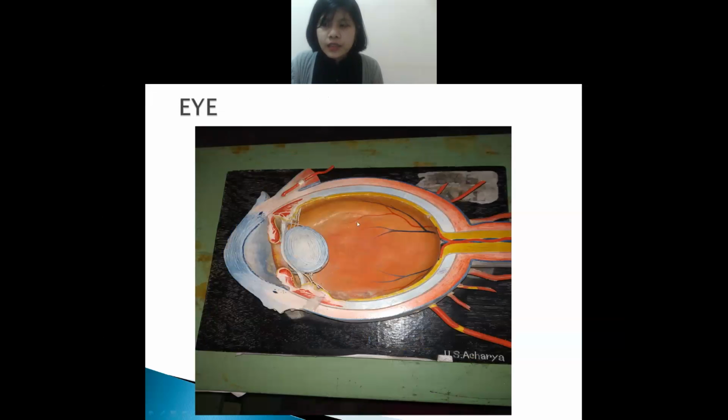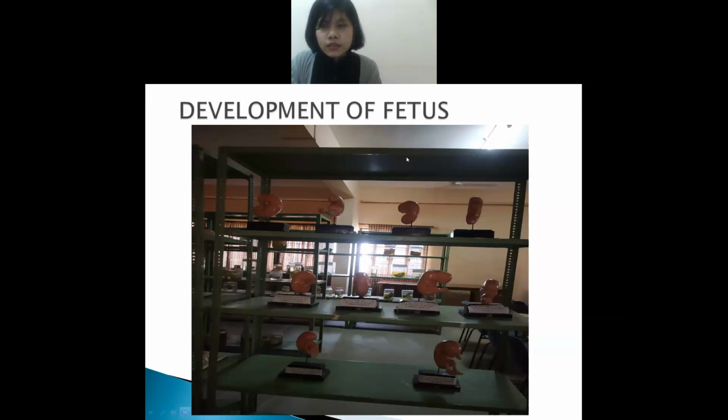And next is your eye. This is the eye. This is also a model made by the students only. And this picture is also taken from the laboratory class.